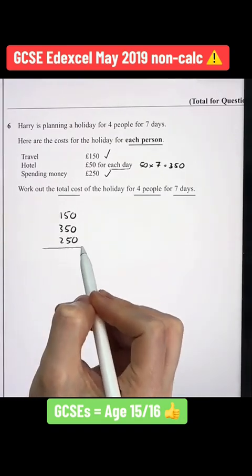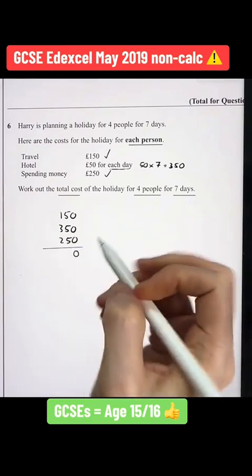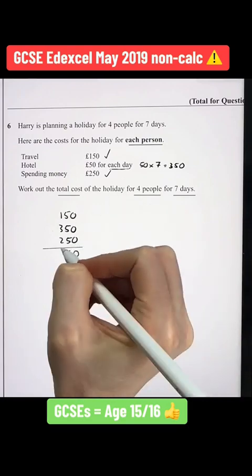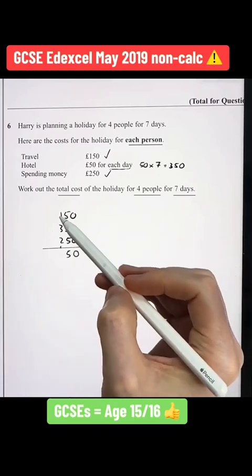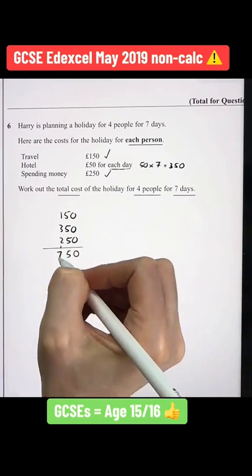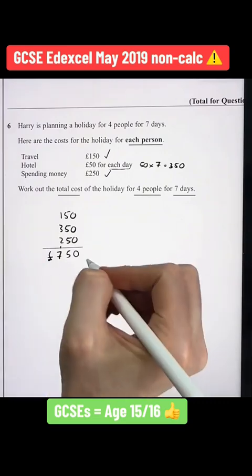Adding up the total cost for each person, well, 0 and 0 and 0 gives us 0. Adding our tens column, 5 add 5 is 10, add 5 gives us 15. So 5 down, carry the 1. Adding up our hundreds column, 1 add 3 is 4, add 2 is 6, add the 1 I carried gives us 7. Therefore, the total cost of the holiday is £750 per person.